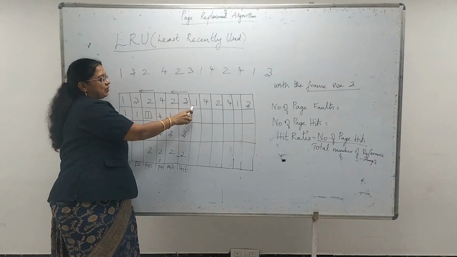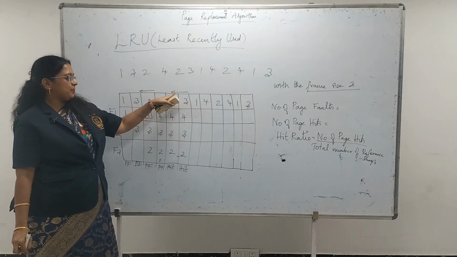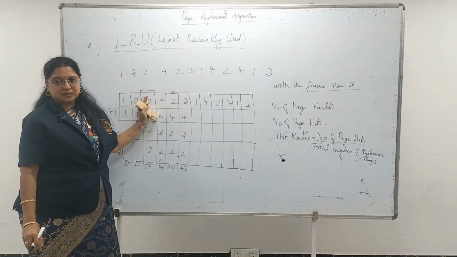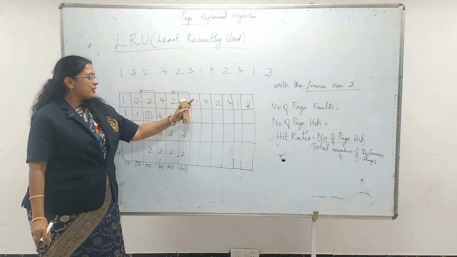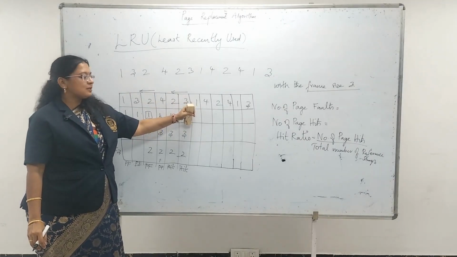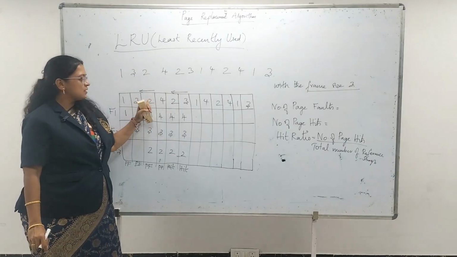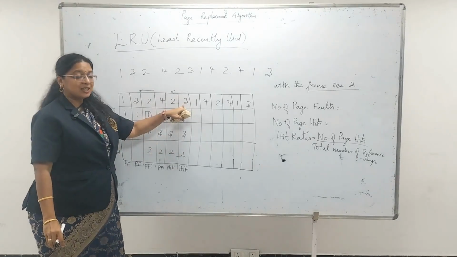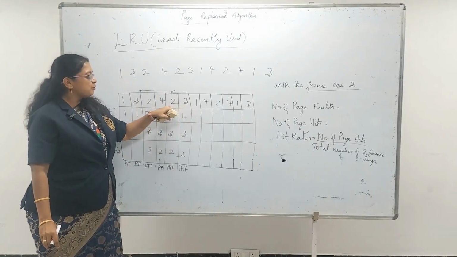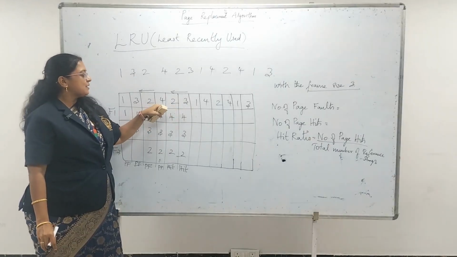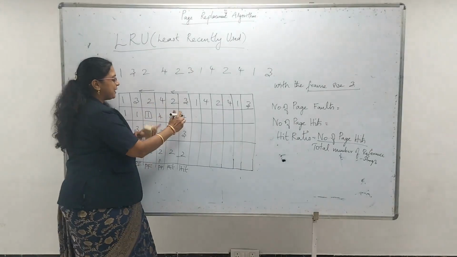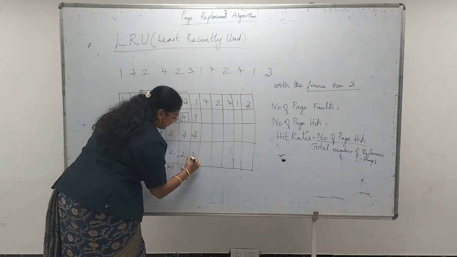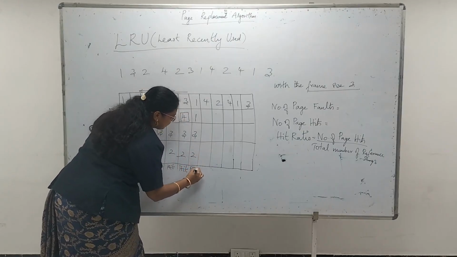So if you need to replace, you are going to check the left hand side arrow, that is your left side elements. Whenever you are going to replace, you check the left hand side elements. First this 3 is most recently used here. Then 2 is second most recently used. Here 4 is least recently used. So you are going to replace this 4. So 1, 3 and then 2. So this is your page fault.